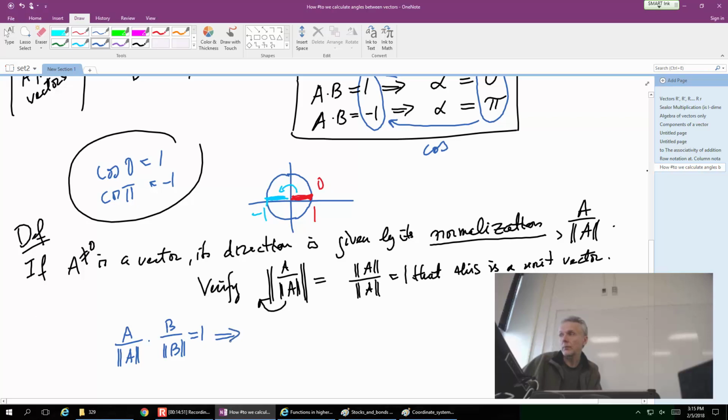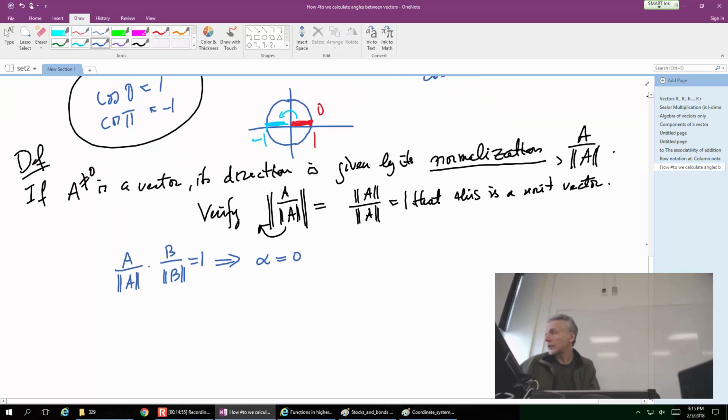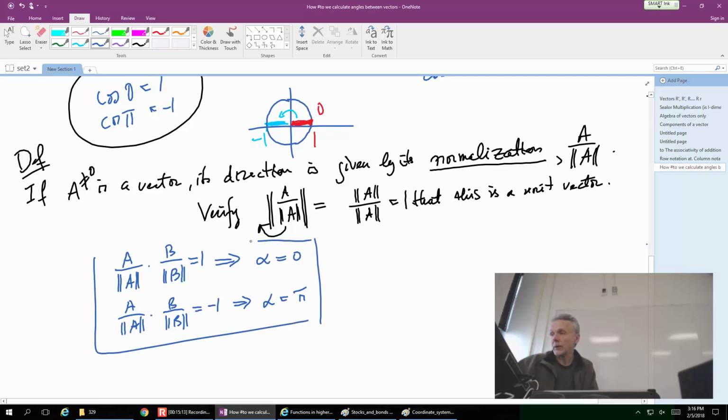So alpha is equal to 0 if the same product gives me 1, and if the same product gives me -1, then the angle is pi. So that's just a restatement.